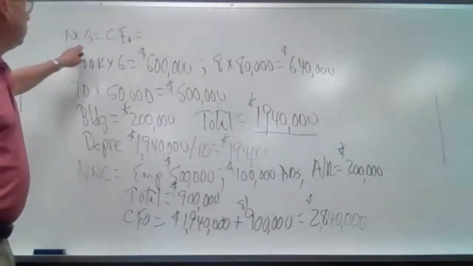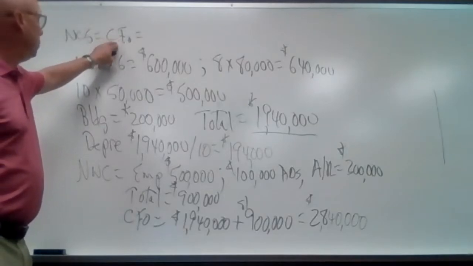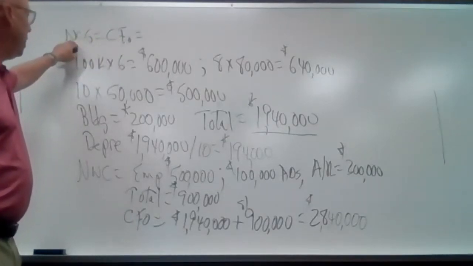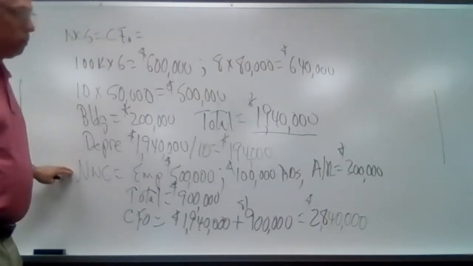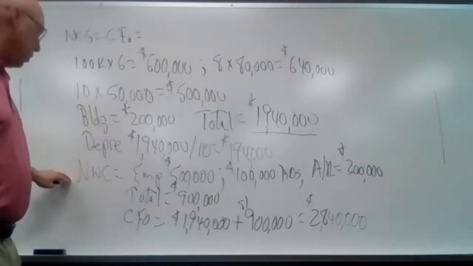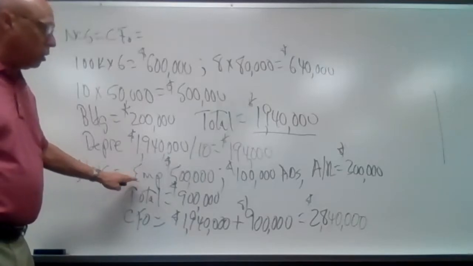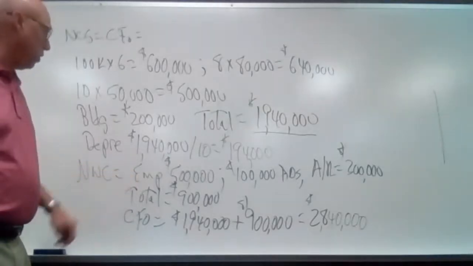And again, the cash flows, you have CF0, that's cash flow at time 0, and that's your net capital spending, and it is your net working capital. Your net capital spending is your property, plant, and equipment, and your net working capital are your short-term expenses that you will incur before you start the cash flow.